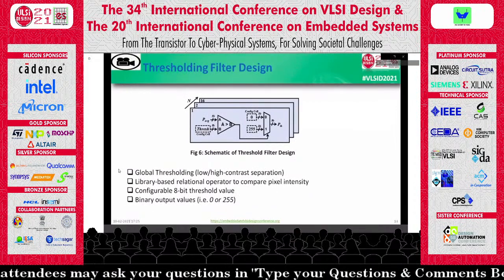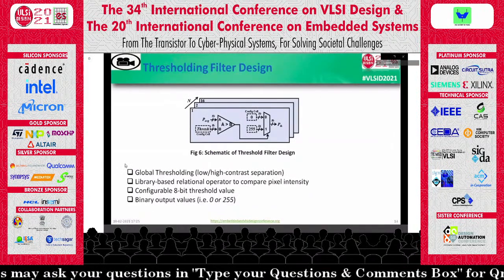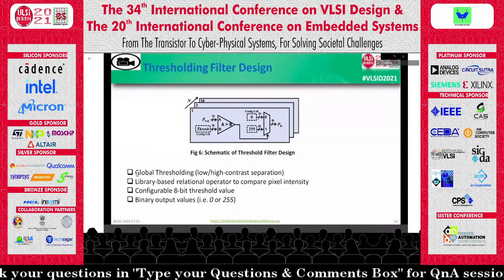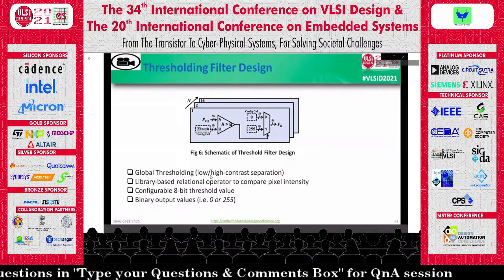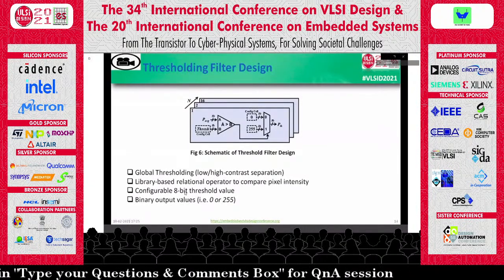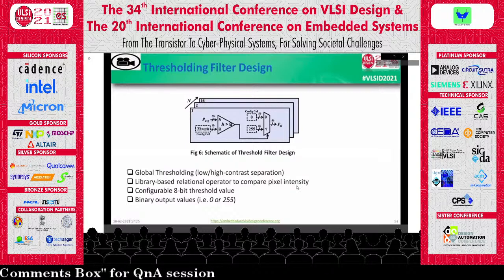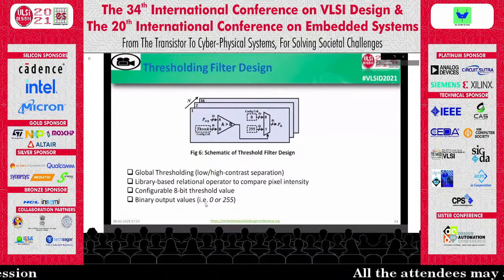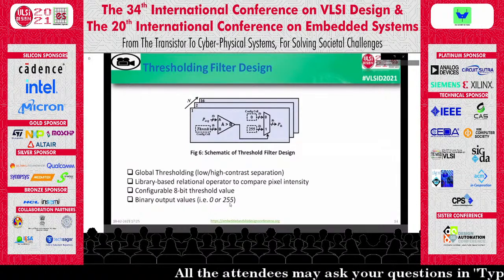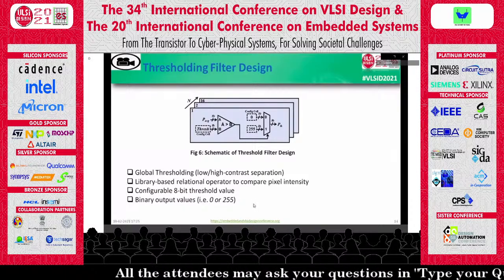Then this is the schematic of the threshold filter design. Global thresholding is done for low and high contrast separations. A library-based relational operator compares the pixel intensity. Then a configurable 8-bit threshold value is used, and binary output values, that is 0 or 255, are used here.